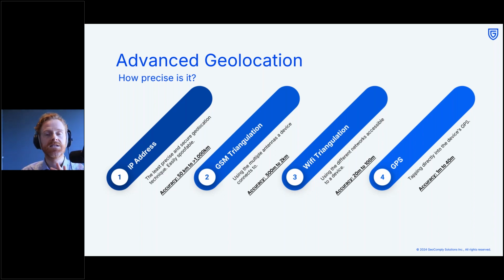Even that is sufficient to give a very, very accurate idea, down to 20 meters, of where a person is. And obviously in very highly regulated environments where you can mandate the GPS permission to be given, you can go as precise as 1 meter.